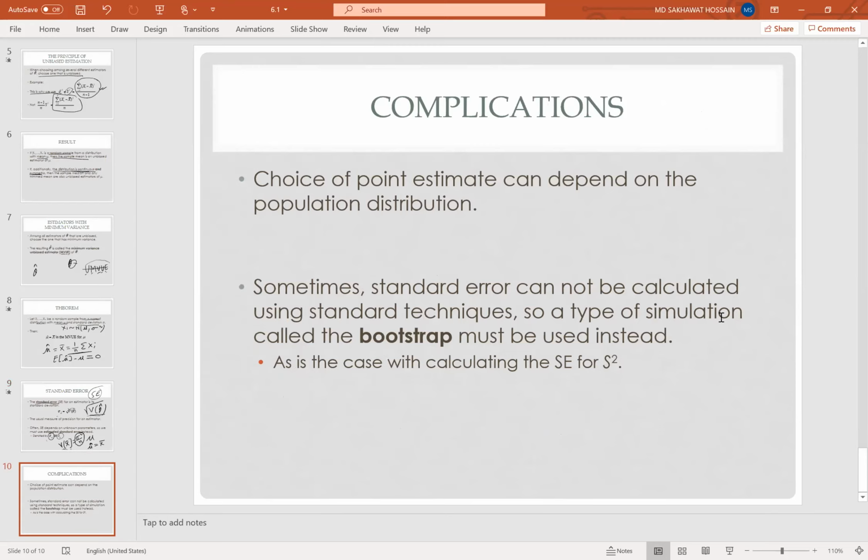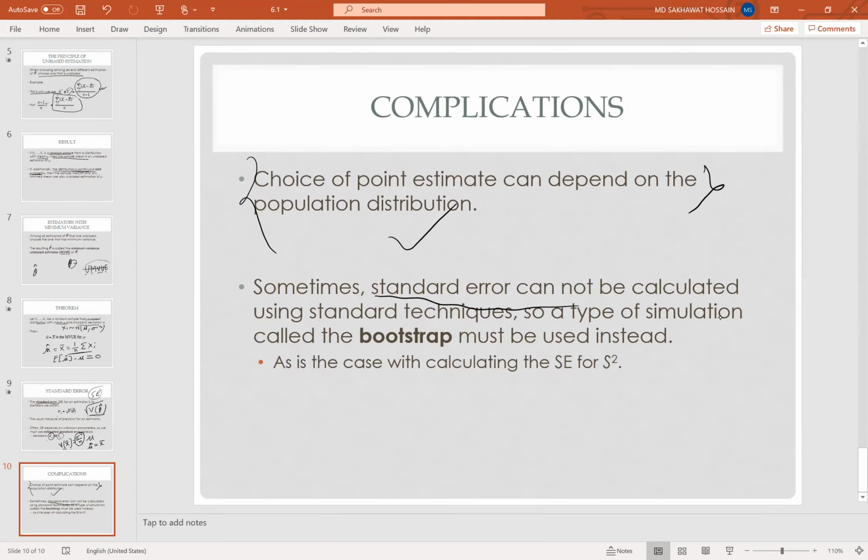The choice of point estimate can depend on the population distribution, that is, how your data is distributed. And sometimes the standard error cannot be calculated. These are complications. If you do not know the population distribution, then it is very difficult to calculate the point estimate. And sometimes the standard error cannot be calculated using standard techniques.